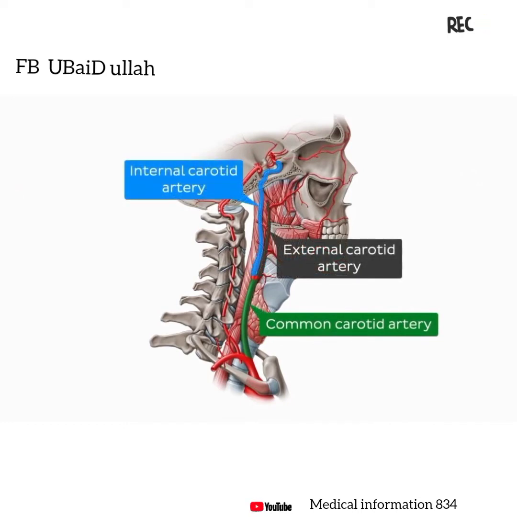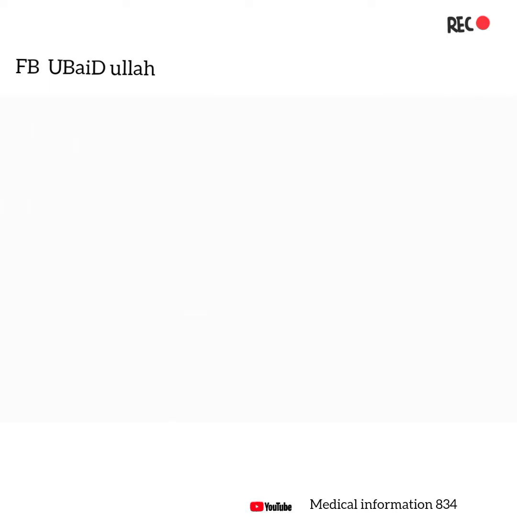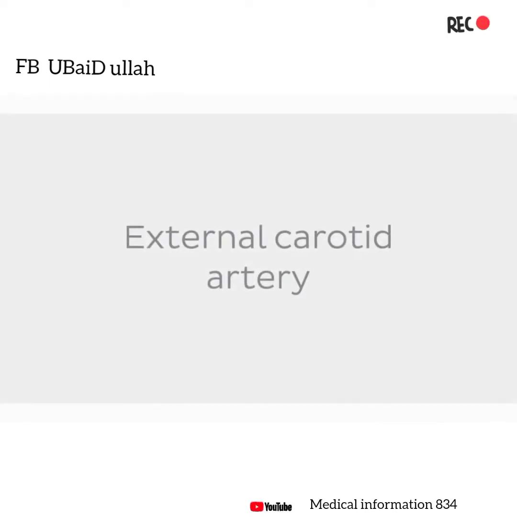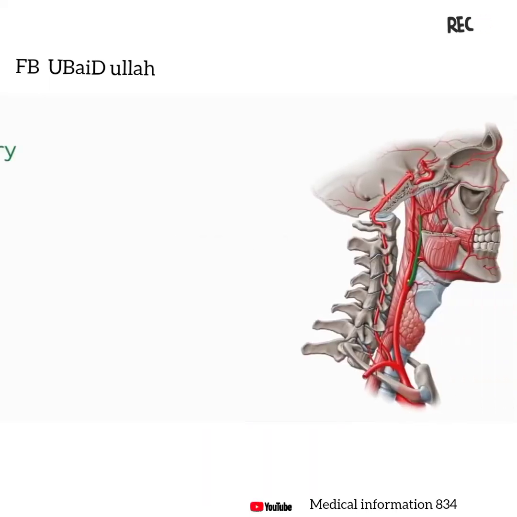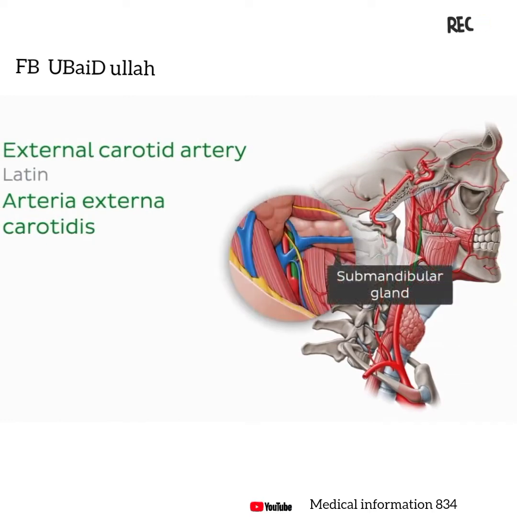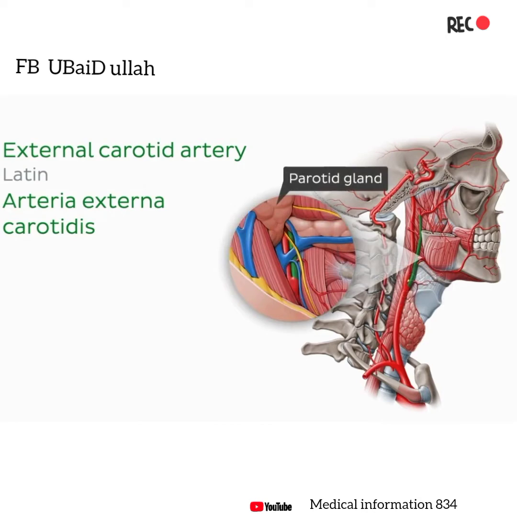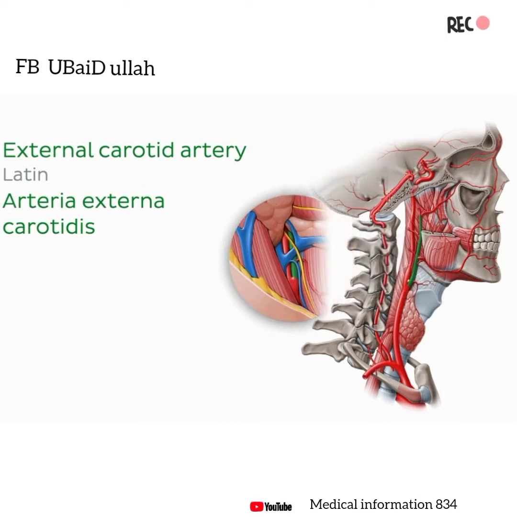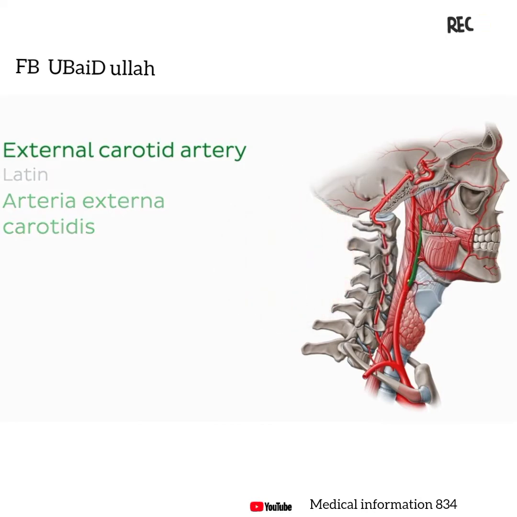And we're going to explore each of them in detail now, beginning first with the external carotid artery. The external carotid artery courses superiorly, passing under the submandibular gland and into the parotid gland, giving off branches to the head and neck along its course. The external carotid generally gives off 8 branches along its course, which supply the head, the neck, and the structures of the face.